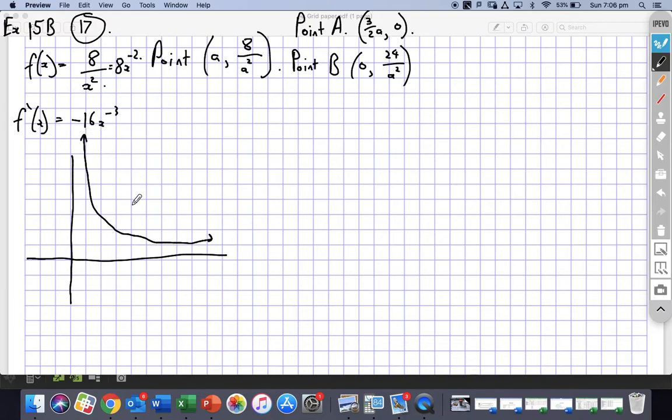We've got our tangent at point A. Where could I draw it? Maybe through here. Oh, this is going to be rough. Whoa. Okay, that was pretty bad. I'm sorry about that.